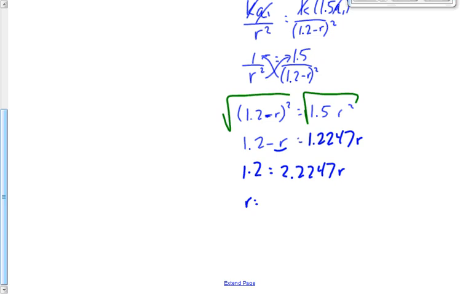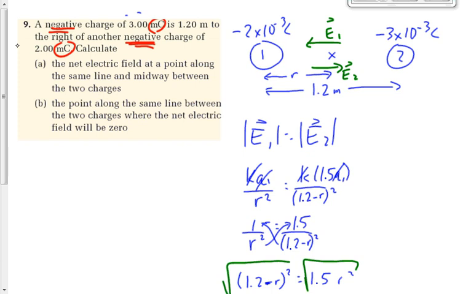Is that right? What do you get for that? 1.2 divided by 2.2247 is 0.539 meters. So where is that point? 0.539 meters to the right of the first charge. So the other distance is going to be what? 0.661. So if you had to call this R instead of this, and you could have done that, then you would have solved for a value of R that was 0.66 instead of 0.539. Good.